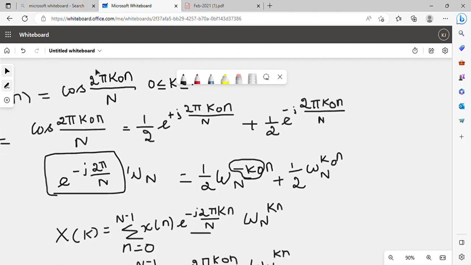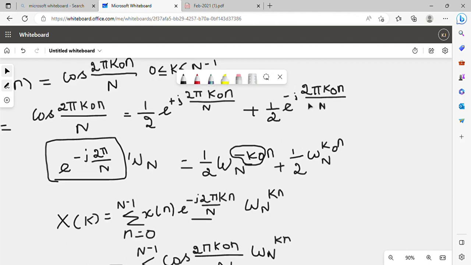So for this cos 2 pi k naught n by n, we need not directly substitute into the formula. We have to simplify based on Euler's rule, and after that simplification we got e to the power of minus j 2 pi by n as omega of n. We substituted that omega of n, wherein in this particular one it was e to the power of j 2 pi by n. Therefore I had to write minus k naught instead of plus k naught.